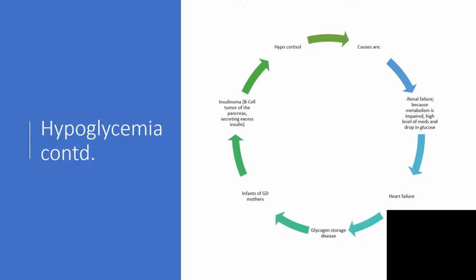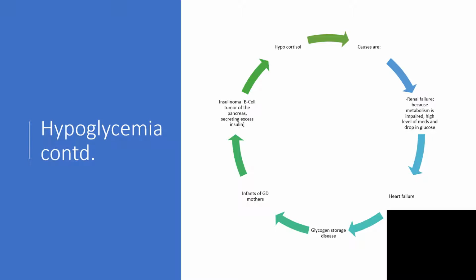Still on hypoglycemia. Renal failure. Renal failure will affect metabolism of medications, particularly insulin. So when there's renal failure, there'll be high level of insulin and some other medications. The same thing with heart failure. And if there's glycogen storage disease, where you don't even have enough, then the level of glucose will drop.